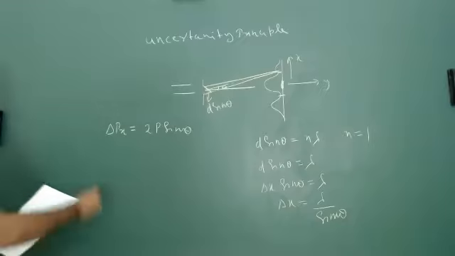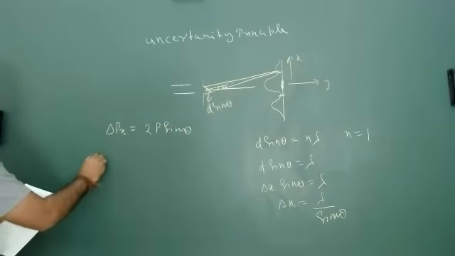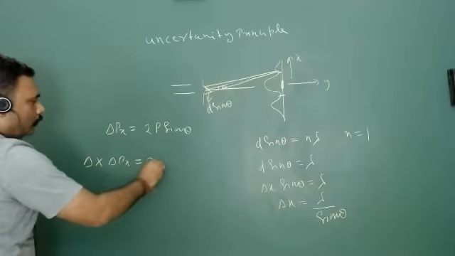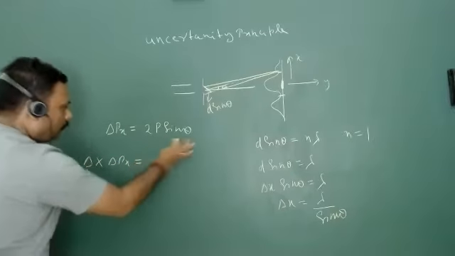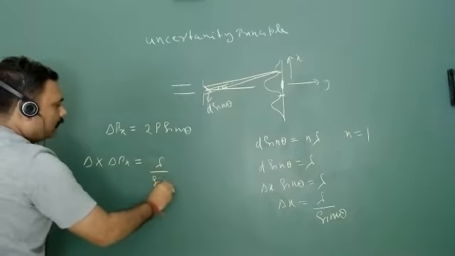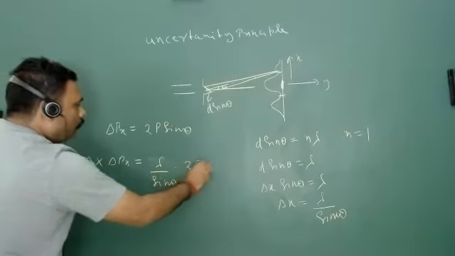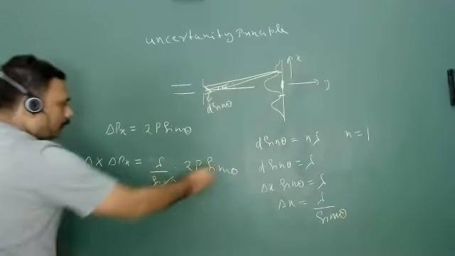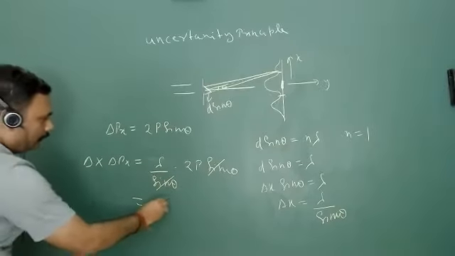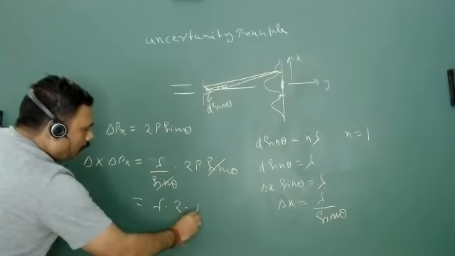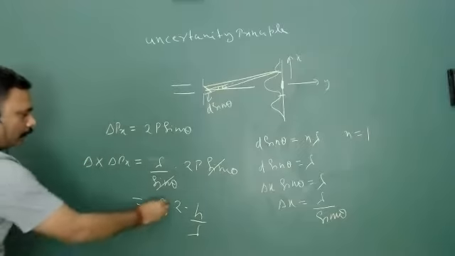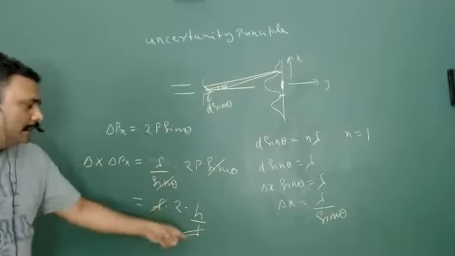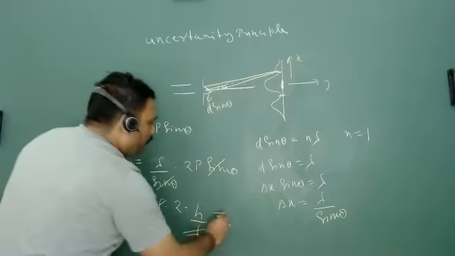So delta x into delta px is equal to lambda upon sine theta into 2p sine theta. And what will happen? The sine theta cancels, and you get lambda into 2 into h upon lambda. So lambda cancels. I can use the de Broglie wavelength for this p as h upon lambda, and you can easily get that the value is 2h.